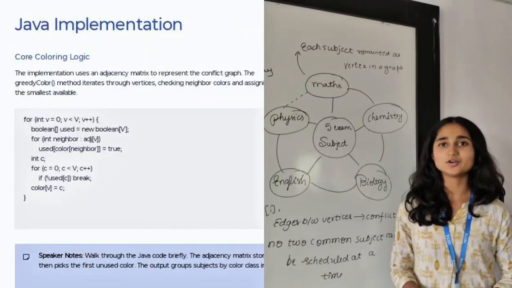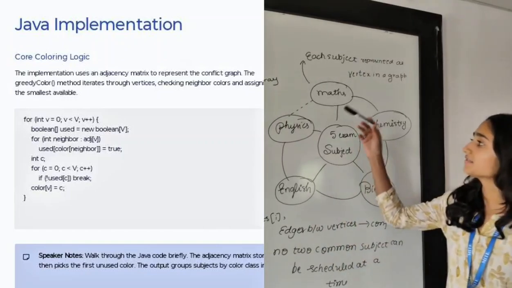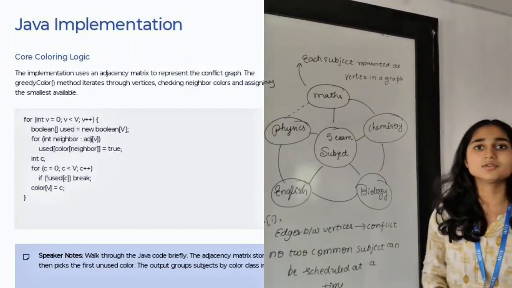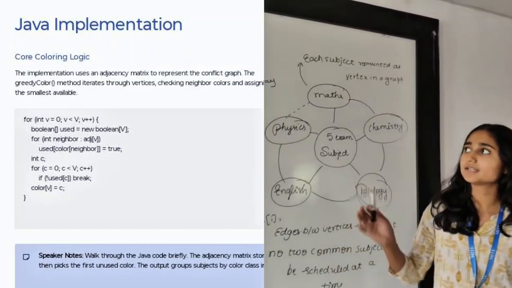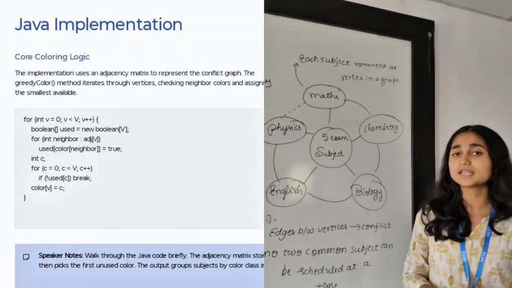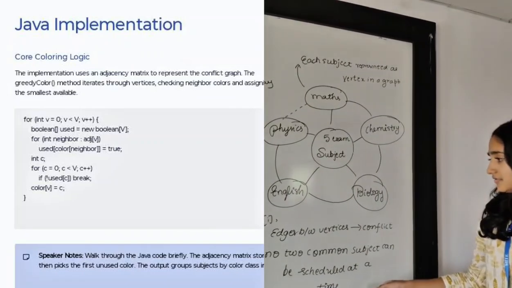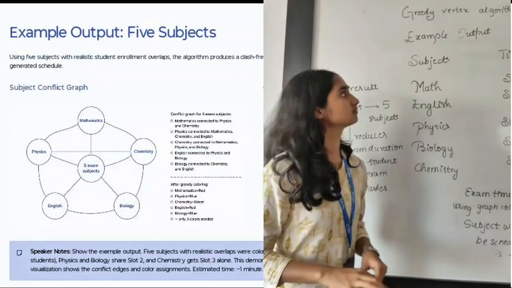Now I will explain the output of our assignment. So I have taken the example of 5 subjects: Maths, Physics, English, Biology and Chemistry. Using these 5 subjects, I am going to make an exam time schedule using the greedy vertex algorithm. The greedy algorithm checks the colors of neighboring subjects, and we have one rule that no two common subjects can be scheduled at one time, and edges between the vertices are the conflicts.